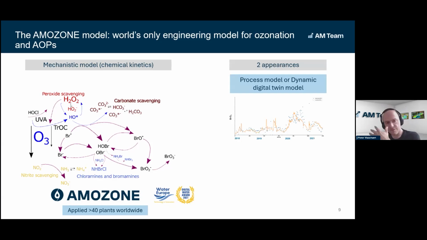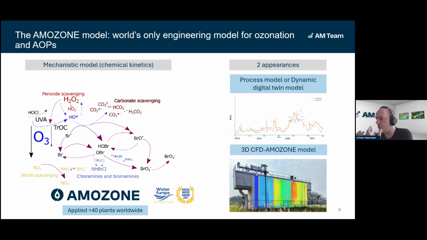The model itself has two kinds of appearances. You can use it as a process model or as a dynamic digital twin model in the planning stage, in the conceptual design stage, or the digital twin stage, let's say. Then you can make predictions over time of your bromate and micropollutants. But we also integrate it in CFD, so that it gives you a 3D picture of your plant and can really be used to optimally design your reactor. You will see later on throughout the webinar how these things can be applied.